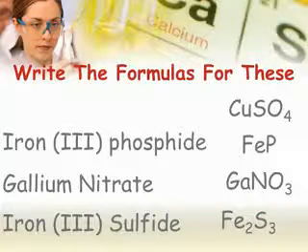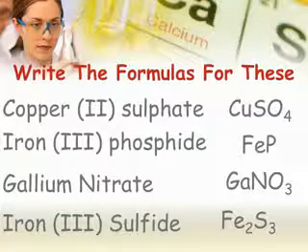Okay, as you can see, we have these others. Copper 2 sulfate being CuSO4, iron 3 phosphide being FeP, gallium nitrate being Ga(NO3)3, and iron 3 sulfide being Fe2S3.